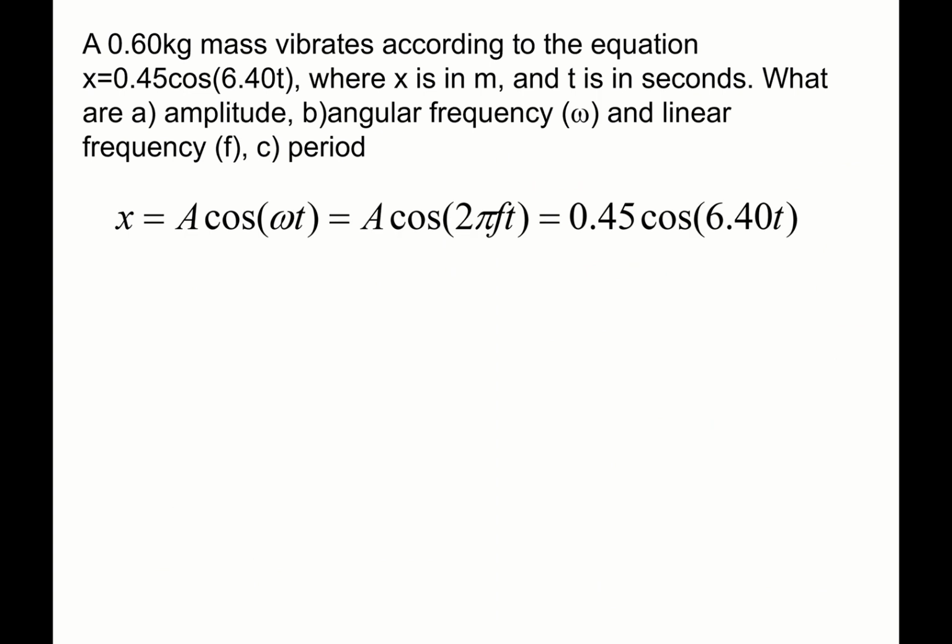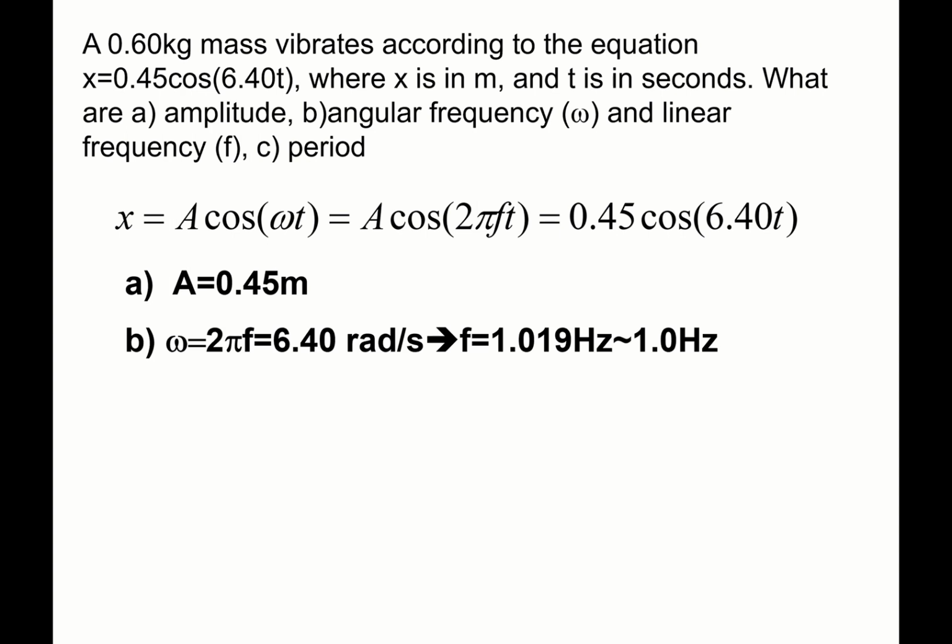Let's start off with the first thing. What's the amplitude? Well, our equation is that x is equal to 0.45 cosine 6.40 t. And remember, our equation is x is equal to A cosine omega t. So if I compare the two equations, you can see that I've got 0.45 in front, so that must be my amplitude A. So the amplitude is just 0.45 meters. It's the number in front of the cosine function.